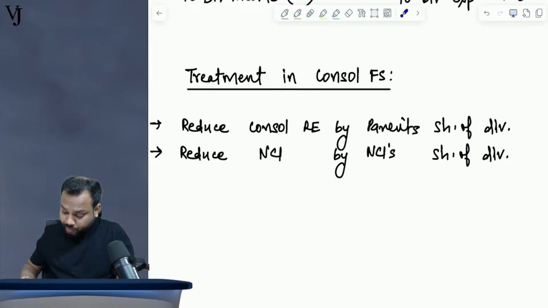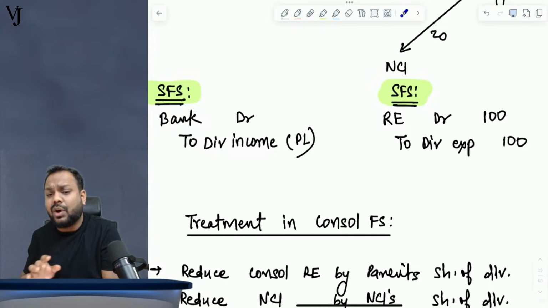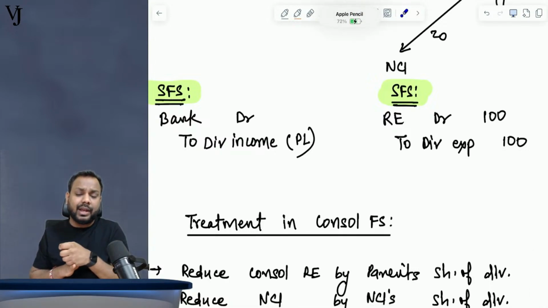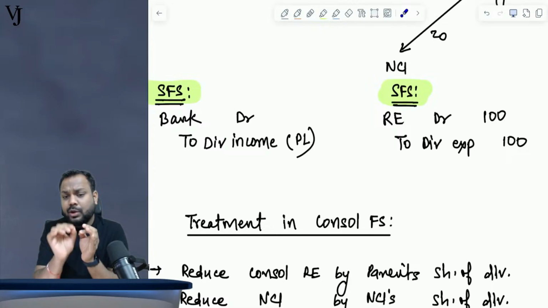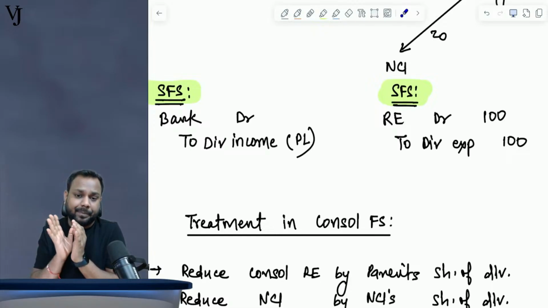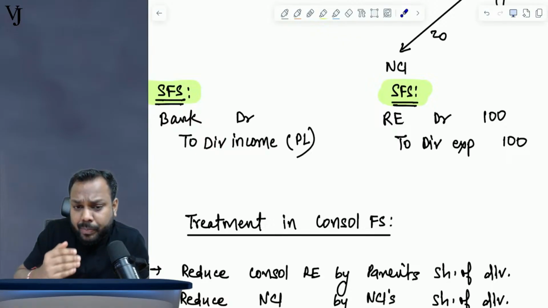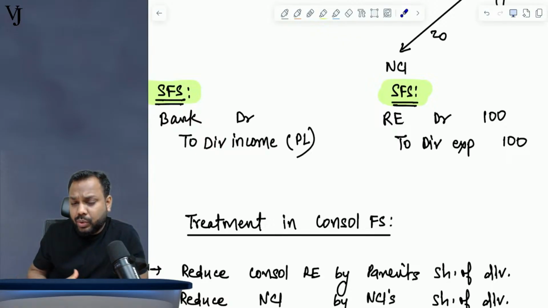Okay. Now tell me, what is the meaning of NCI? The amount that the group has to pay to NCI. Now, if we actually pay an amount to NCI, don't you think we should reduce NCI for that?